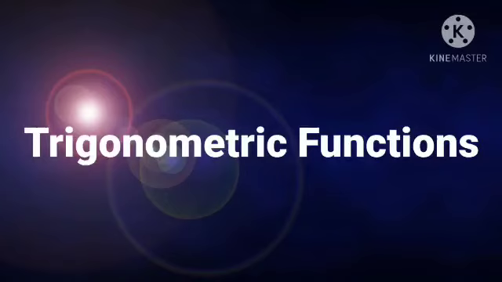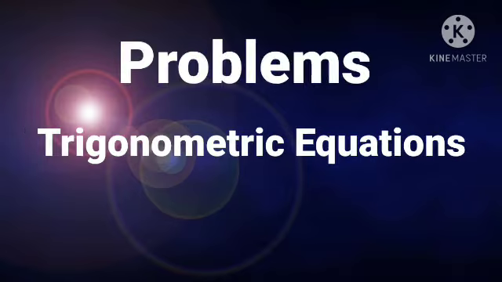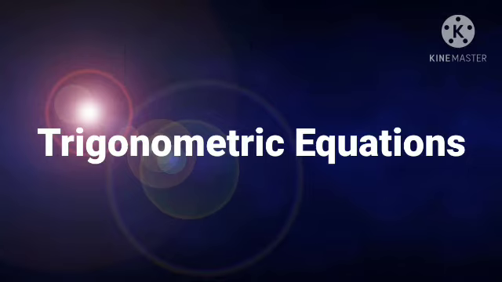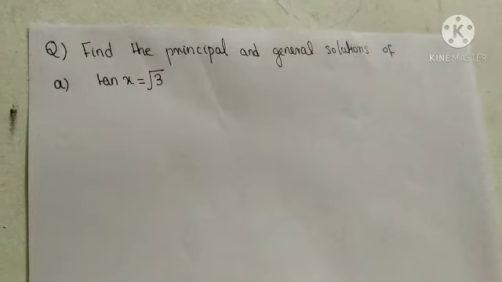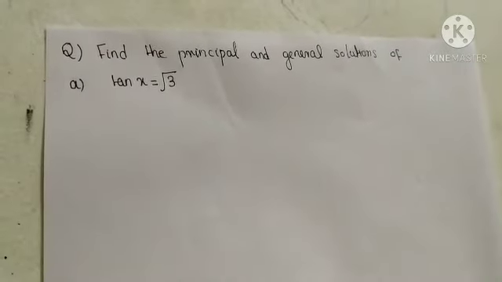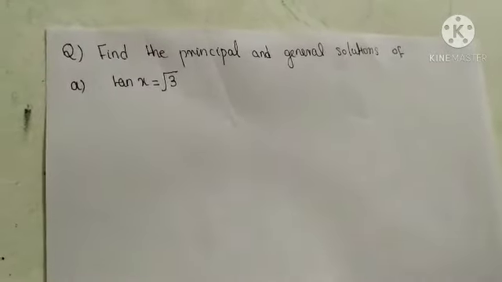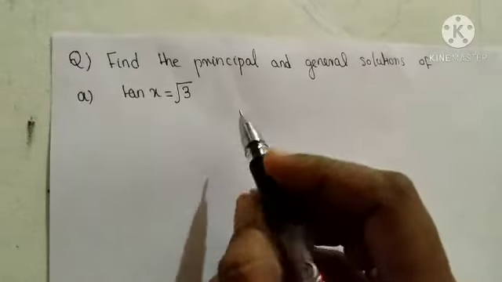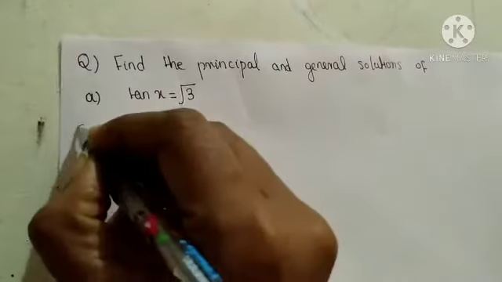Hi students, I am continuing the chapter trigonometric functions, and today I am going to discuss some problems about trigonometric equations. So it's very important. Listen carefully. So this is our first question. Find the principal and general solution of tan x equal to root 3. So let's start the solution of this question.